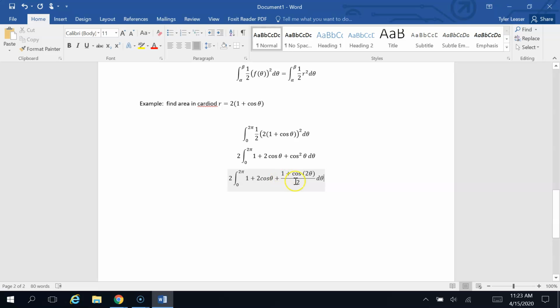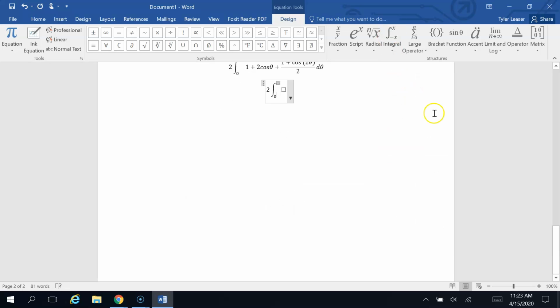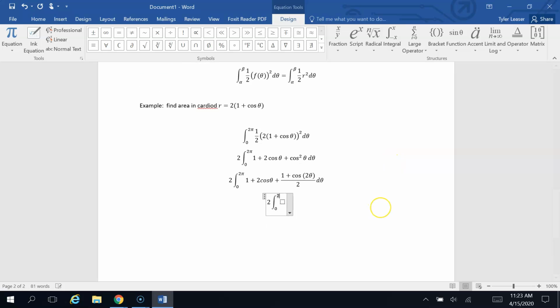Okay. And now we can just put each of these under the 2 and then combine stuff together. So we still have the 2 out in front, still have the integral from 0 to 2 pi. We're going to have a 1 plus 1/2, so we have a 3/2. We still have that 2 cosine theta, and now we're also going to have a plus 1/2 cosine of 2 theta. d theta.